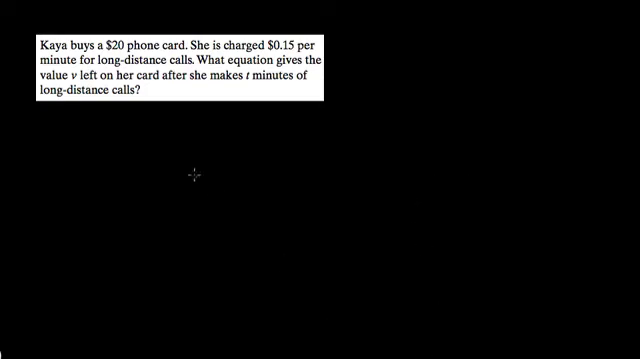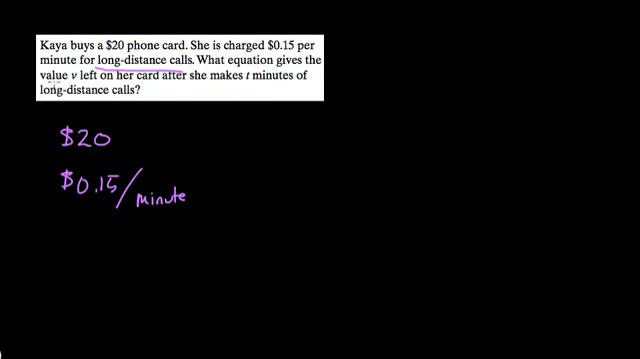Okay, in this problem, Kaya buys a $20 phone card. So the phone card has $20 on it. She is charged 0.15 of a dollar, or 15 cents per minute. So it is costing her $0.15 for every minute that's passing. So it's a ratio right there for long distance calls.